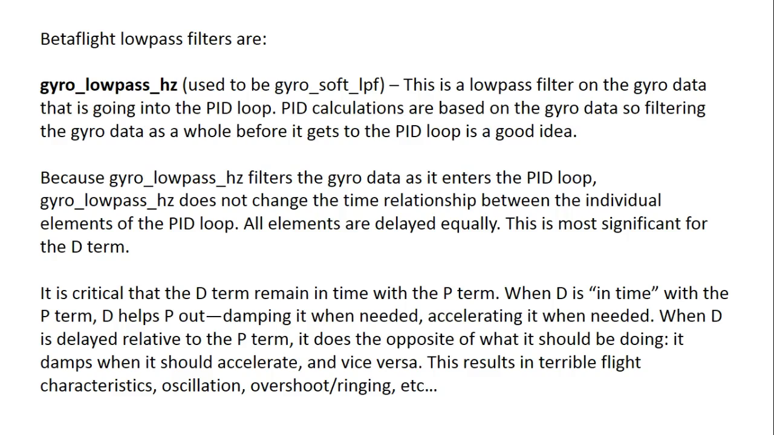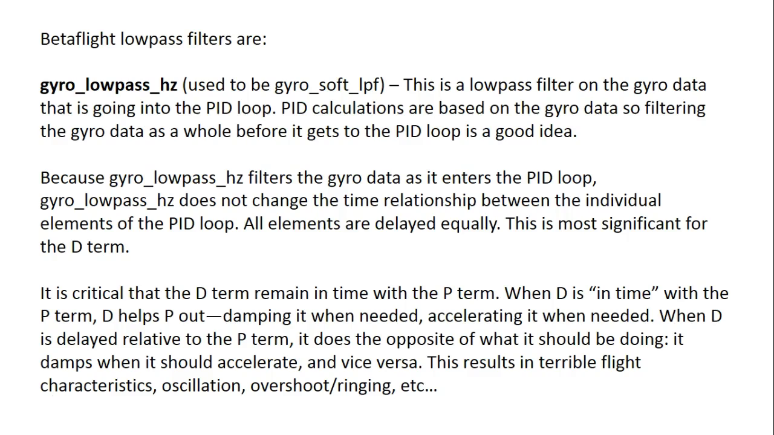Okay. Now those samples are delayed relative to the real world by the gyro low-pass filter, but since they're delayed equally, that's critical for the D term. And the reason for that is it's critical that the D term remain in time with the P term. When the D term is in time with the P term, D helps P out. It damps when it's needed, it accelerates when it's needed.